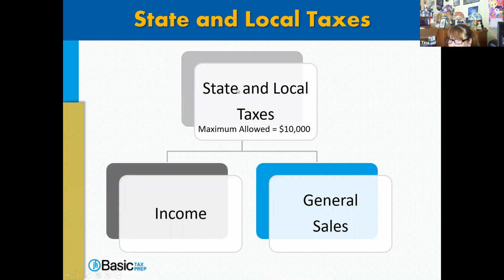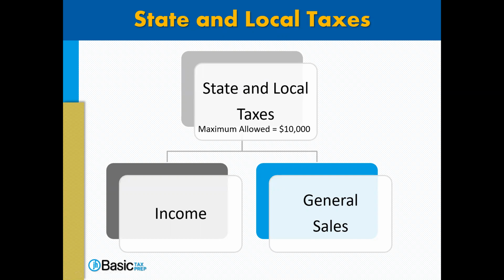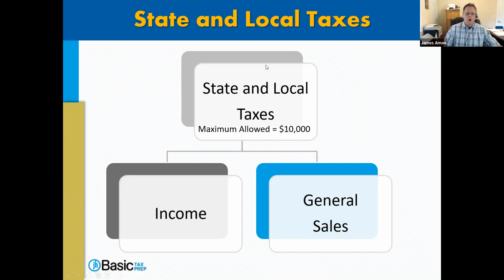So state and local, I did add in the maximum. That's good. State and local taxes. So we're going to talk about those. You can take state and local taxes. Here's the maximum that's allowed, $10,000. How much for MFS? 5,000. That's right. Perfect. So what do you get to take under this? You can take either income or general sales tax. Either income or general sales tax.